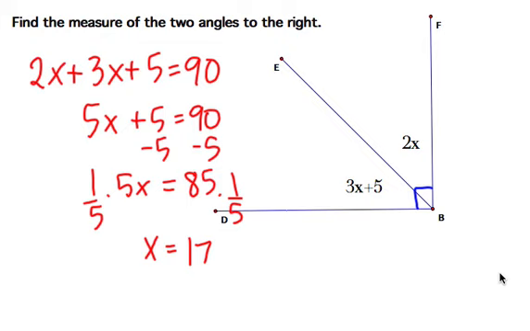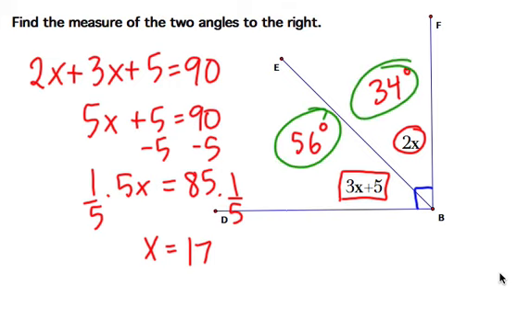So remember, that's not either of the angles. This one is 2x, so double 17 is 34 degrees. You could subtract from 90 to get the 56, but it's also a good idea to use this to double check that 3 times 17 is what? 51, and 51 plus 5 is 56. So it's a double check to make sure your 2 angles are right and all your work you did was correct.